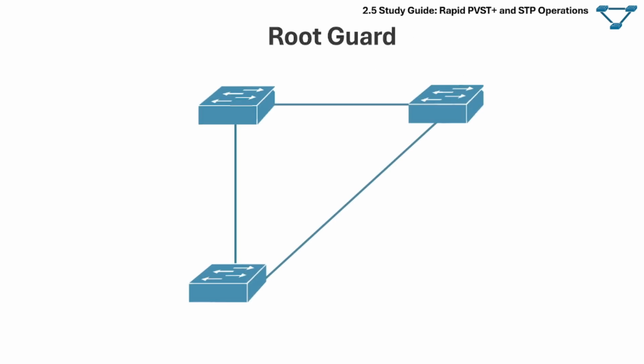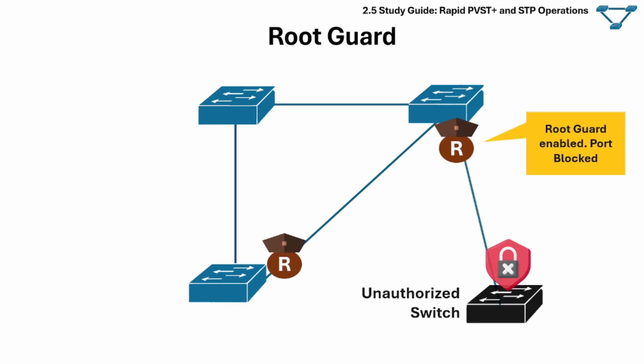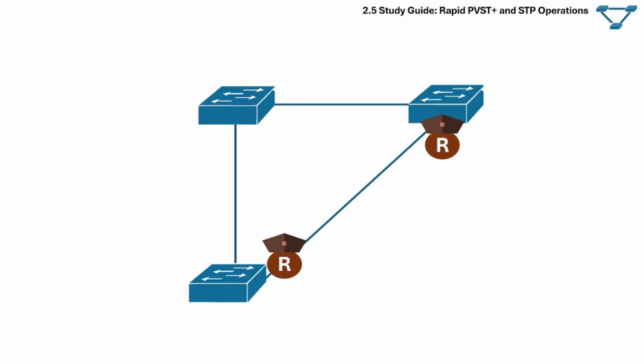The next topic is root guard. Root guard is a feature within Rapid PVST+ that helps enforce the designated port role on specific interfaces, preventing unauthorized devices from becoming the root bridge and influencing the network topology. Why do we need root guard?